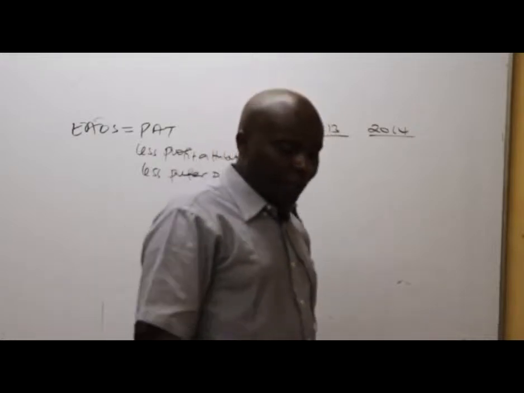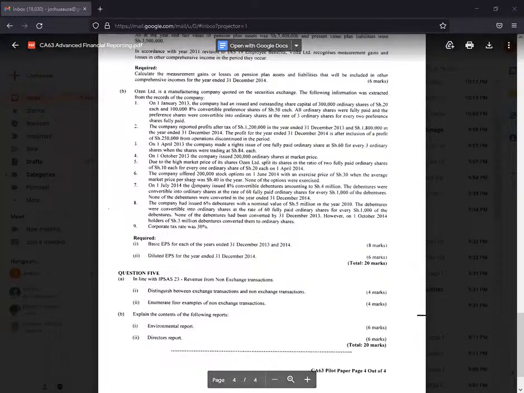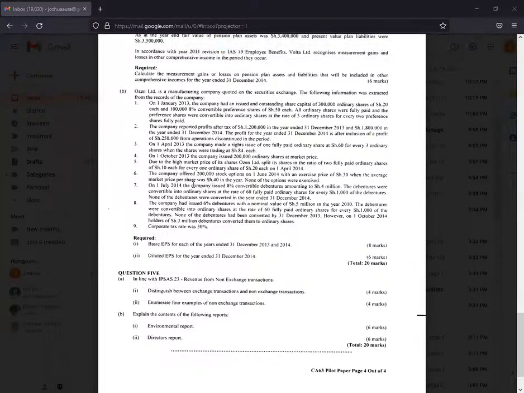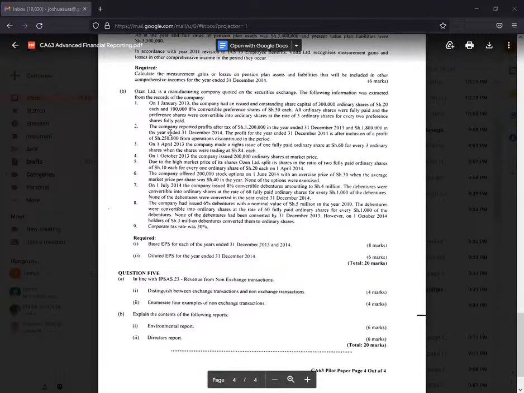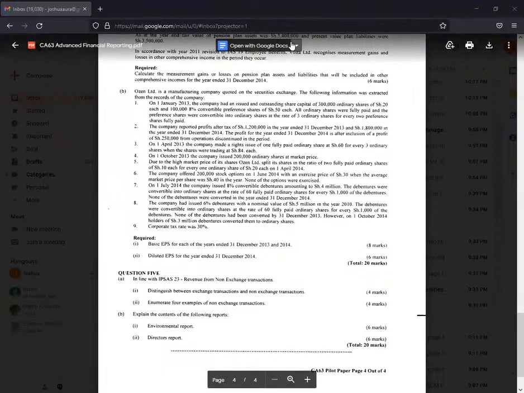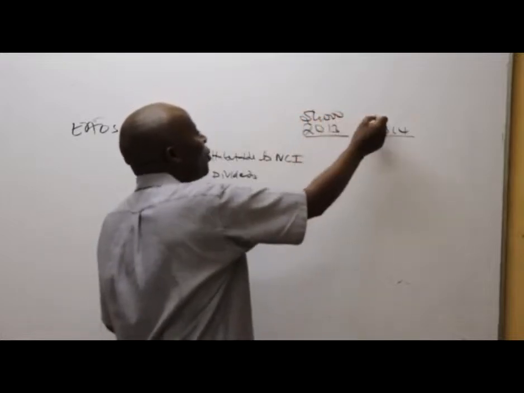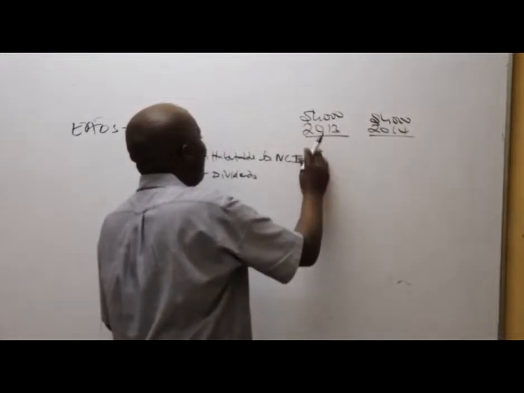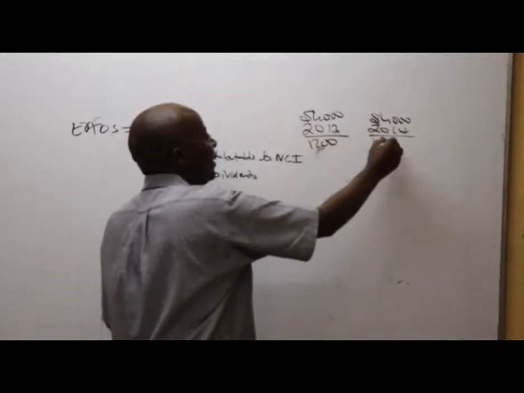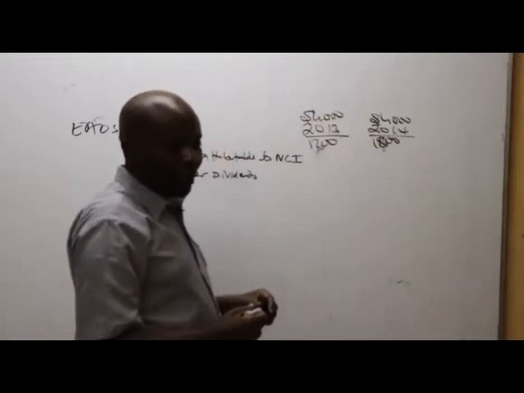Great. Ladies and gentlemen, we come here. Please, let's give this examiner the profits attributable to ordinary shareholders. So we start with the reported profit. In note number 2, the company reported profits after tax of 1,200 and 1,800. I would want my figures here to be in shillings, thousands. So they are saying here the profit after tax is 1,200 and the other is 1,800.